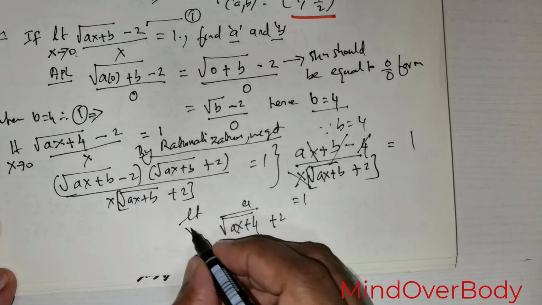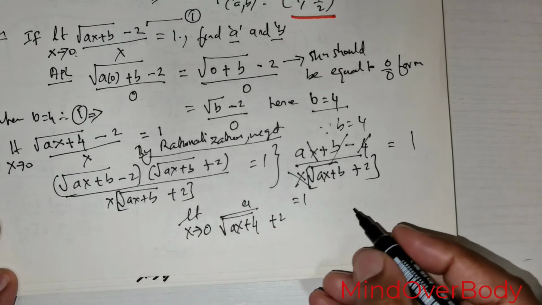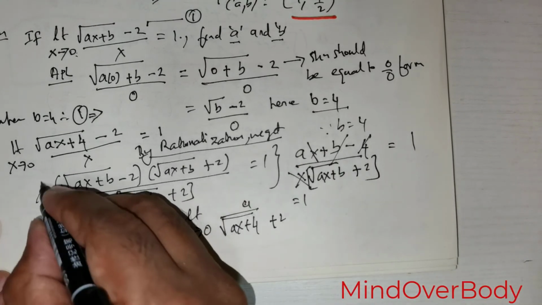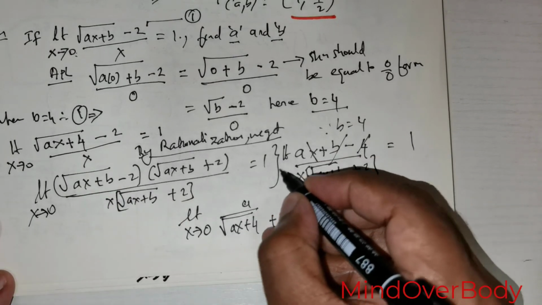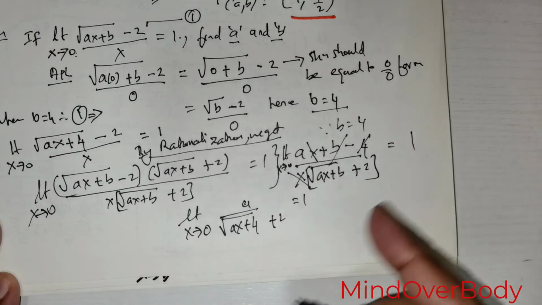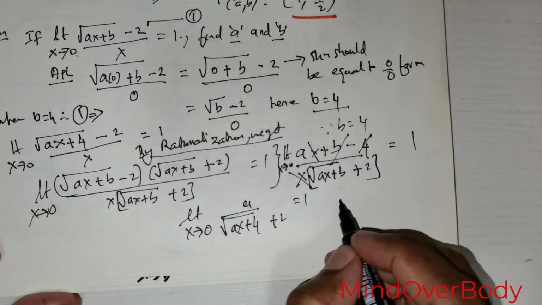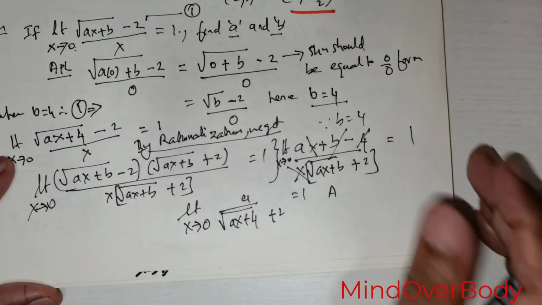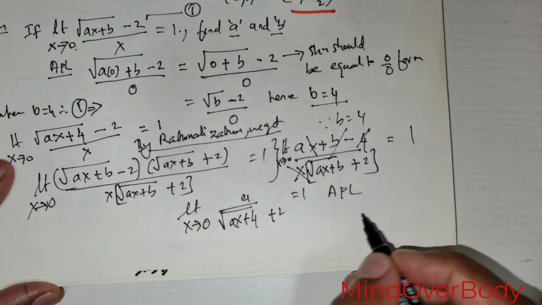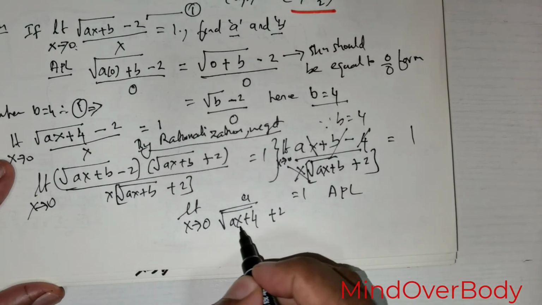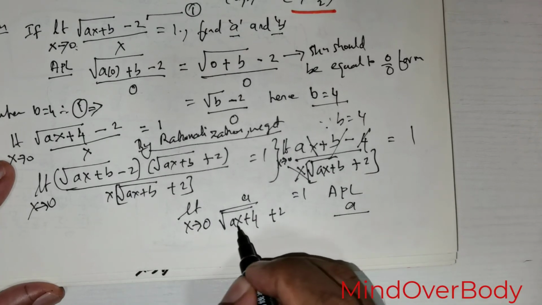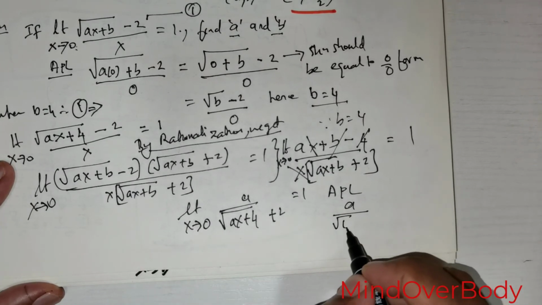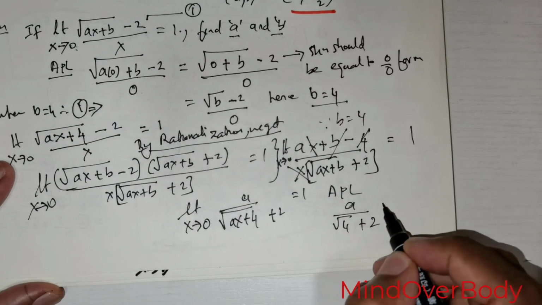Now the limit for this is x tending towards 0, right? In this case also the limit x tending to 0, but I have not applied the limits. Now I am applying the limits. Applying limits, what happens? This is going to be 0, so I get a divided by, this is 0, so this is root of 4 plus 2 is equal to 1.